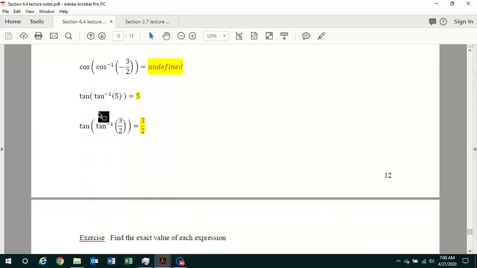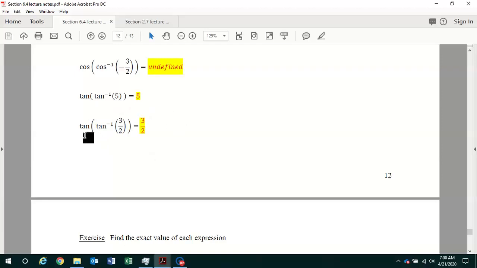And then next we have the tangent of the inverse tangent of 5. Well, the domain of the inverse tangent function is all real numbers, from -infinity to +infinity. So for the tangent of the inverse tangent of 5, tangent and inverse tangent cancel in the composition, and so this composite is just equal to the number 5.